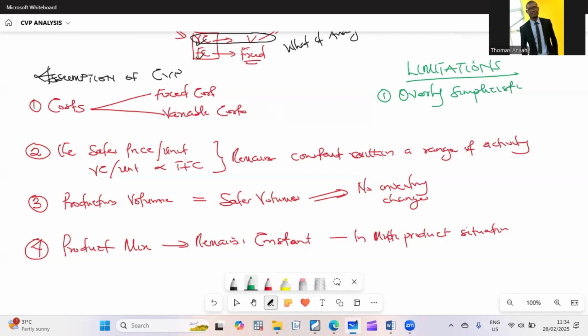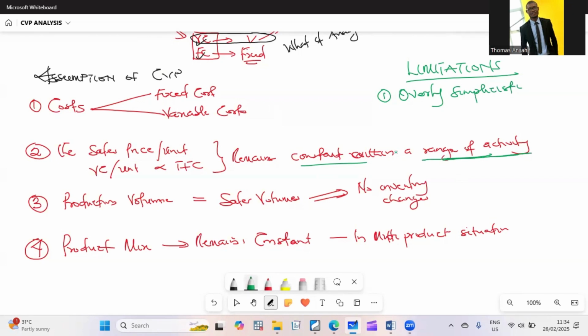Because we are assuming that the relationships here are constant, but in reality they are not. Now, when we say they remain constant in the range of activity, the question therefore becomes, what is the specific range of activity? What is the real specific range of activity?